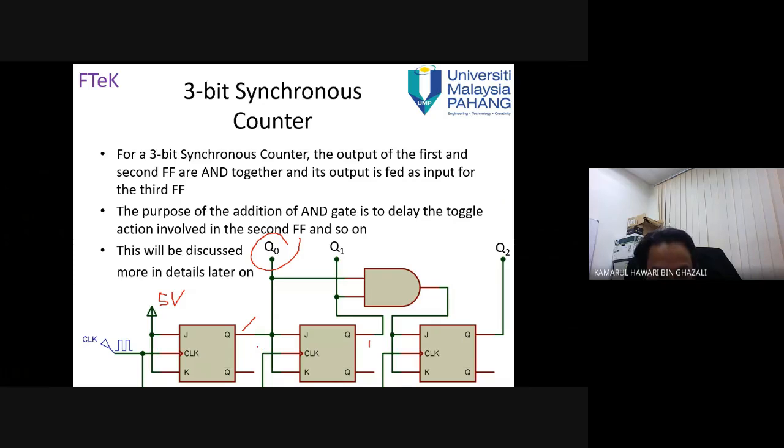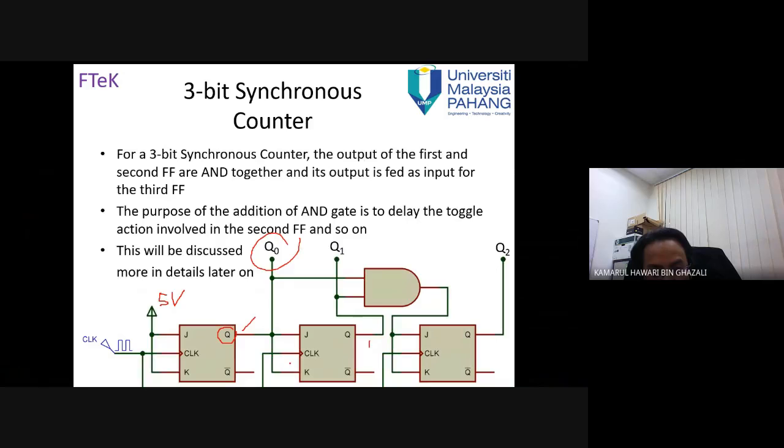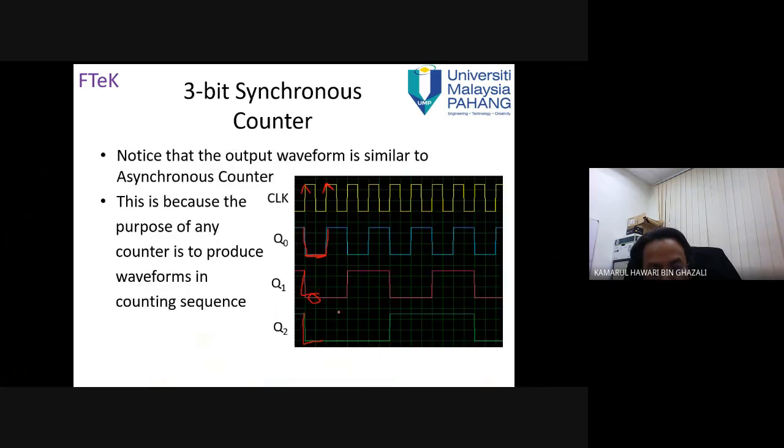What is the input JK? Input JK is coming from this Q. Tengok ni Q. So Q sebelum tu adalah kosong. Ni kan, ni kosong. What is the K? Sama juga. So sini kosong. So output Q, no change. That's why you see the second one, no change.